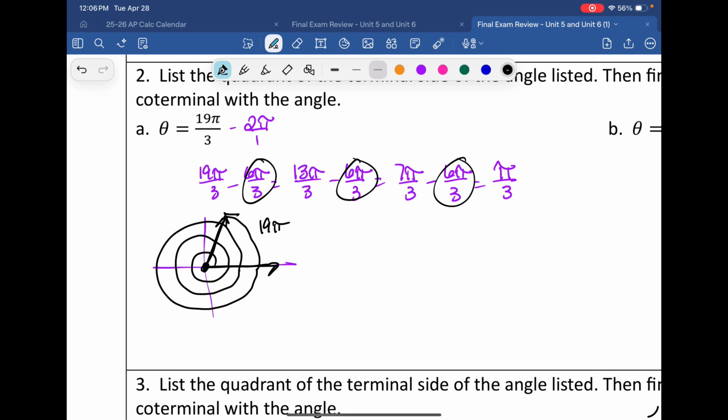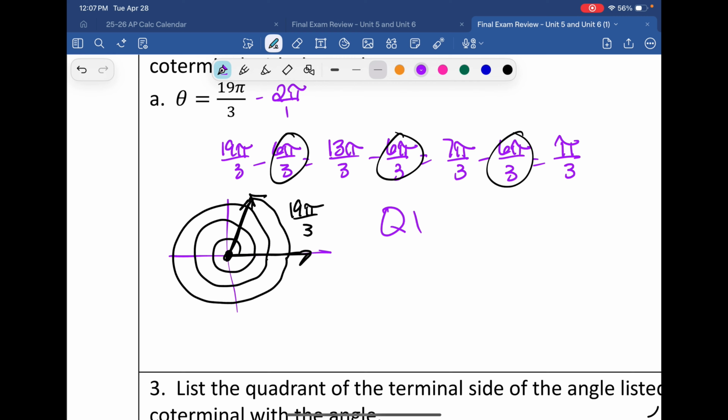So where did it terminate? It terminated in quadrant 1. What is the coterminal angle that's between 0 and 2 pi? Well, remember, coterminal shares the initial and terminal side. So that happens to be that extra pi over 3. That is your coterminal angle.